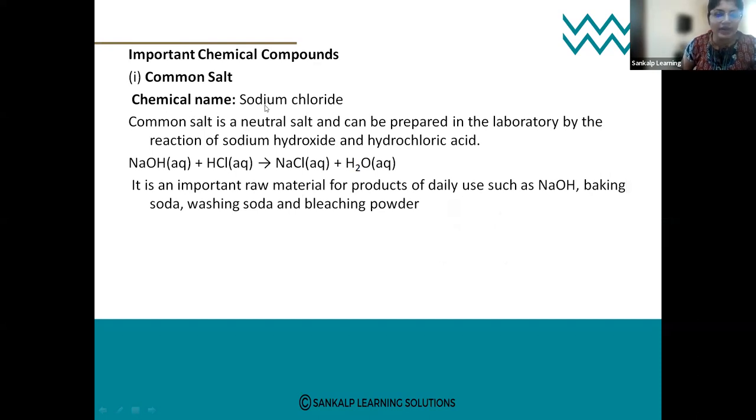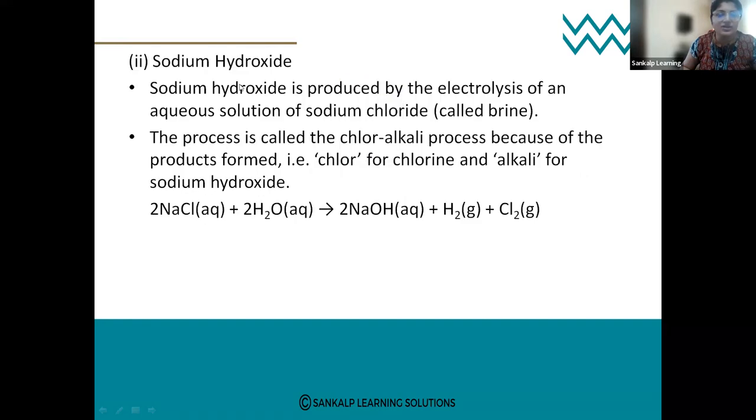Sodium chloride is a common salt. Where do we use common salt? Common salt we use in preparation of food. Next is sodium hydroxide. Sodium hydroxide is produced by electrolysis of aqueous solution of sodium chloride. Means what? In a beaker, what is done?